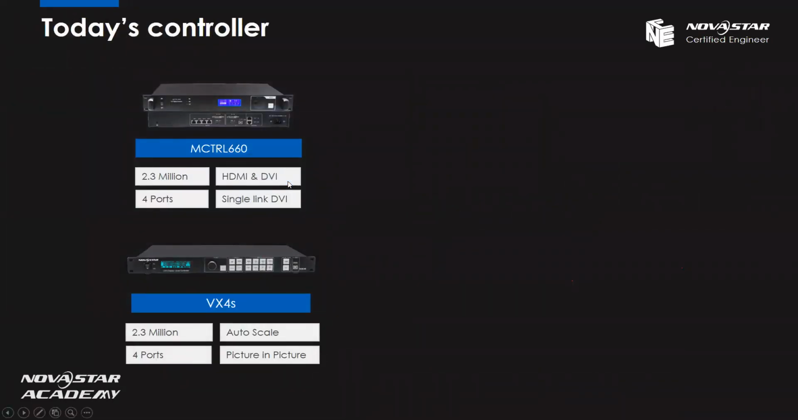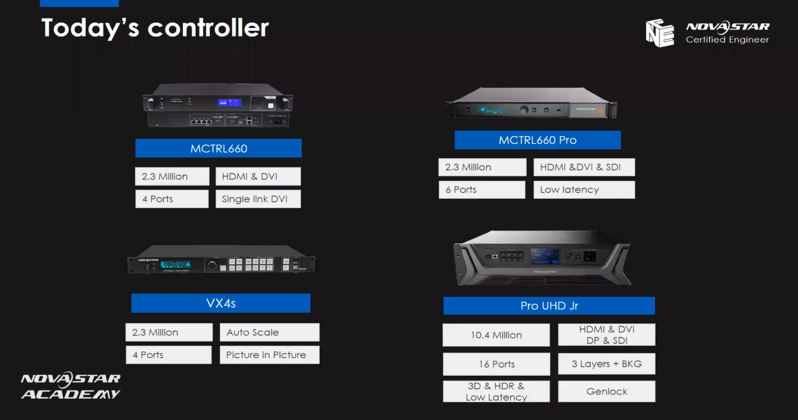Okay, so let's have a look at the controllers we use today. We're using MCTRL 660, which has 2.3 million pixels loading capacity, and there are 4 ports to load the screen. And the other one is VX4S, which is an all-in-one controller. It has 2.3 million pixels of loading capacity, and it has the auto scale and picture-in-picture function, and also it has 4 ports.